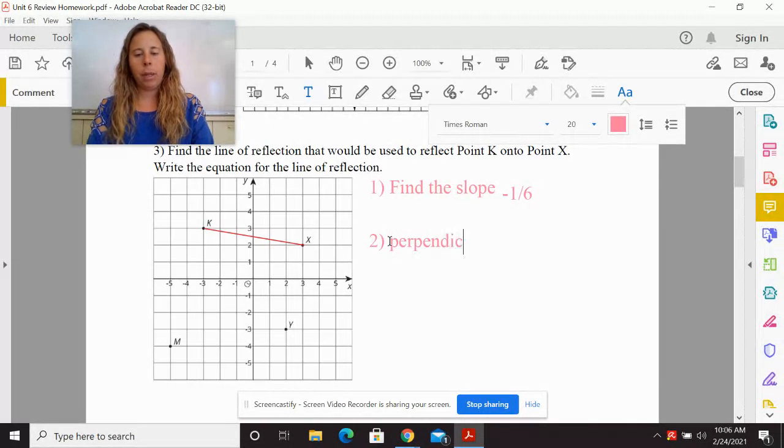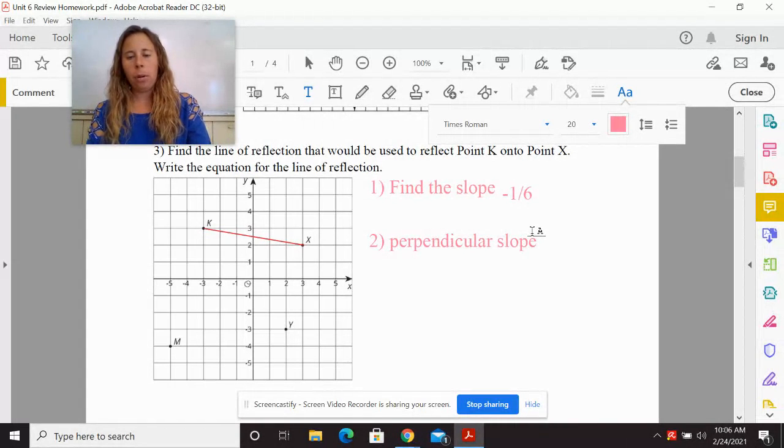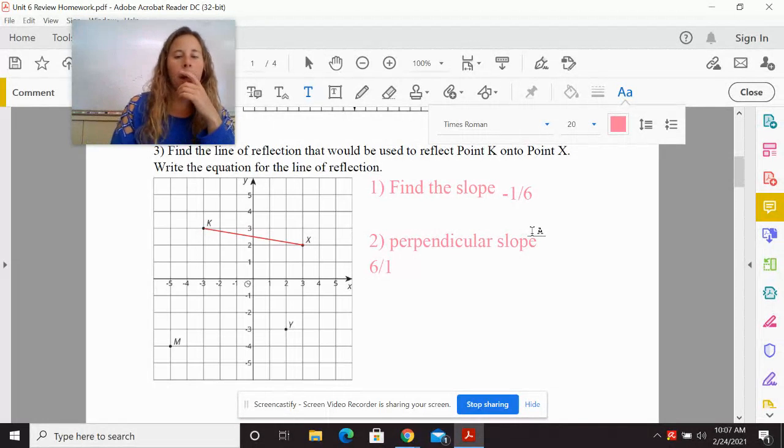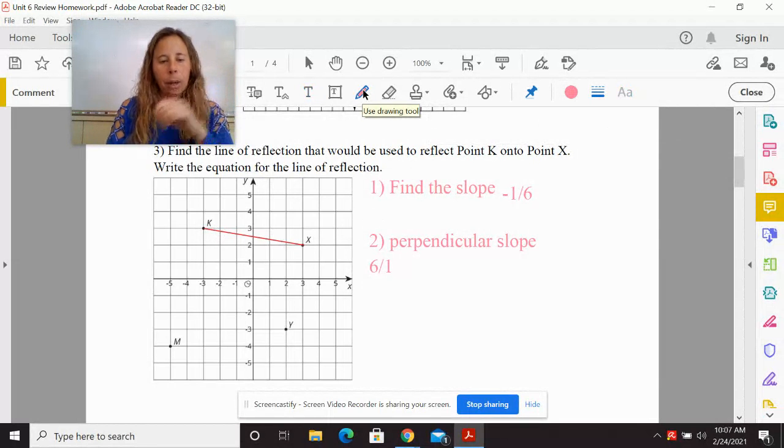All right. Then it's going to be perpendicular, so you find your perpendicular slope. So remember, you switch and flip, or flip and switch. No, switch and flip. So it becomes positive, and then you flip it. So it's going to be 6 over 1, or just 6, if you will. All right. But you need to know one more thing before you can draw in your line. Where am I going to start my line? And you start it at the middle. At the middle.